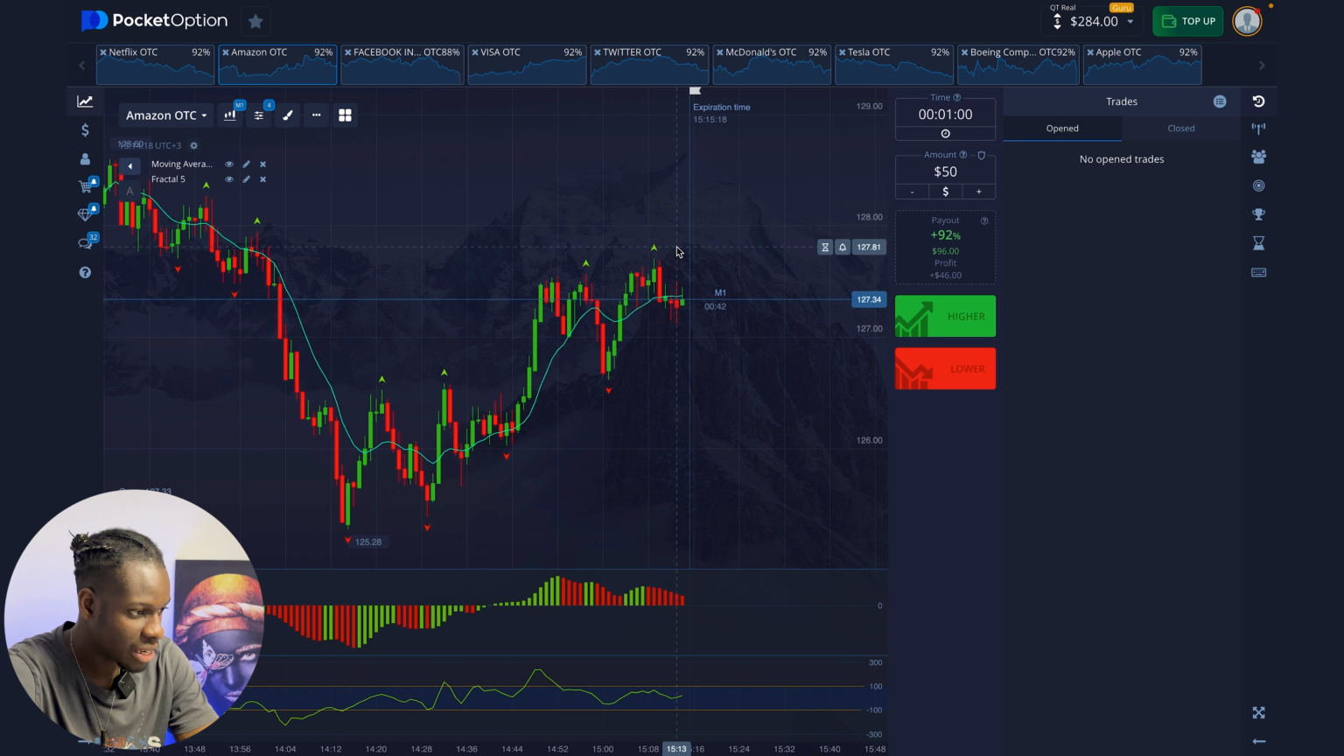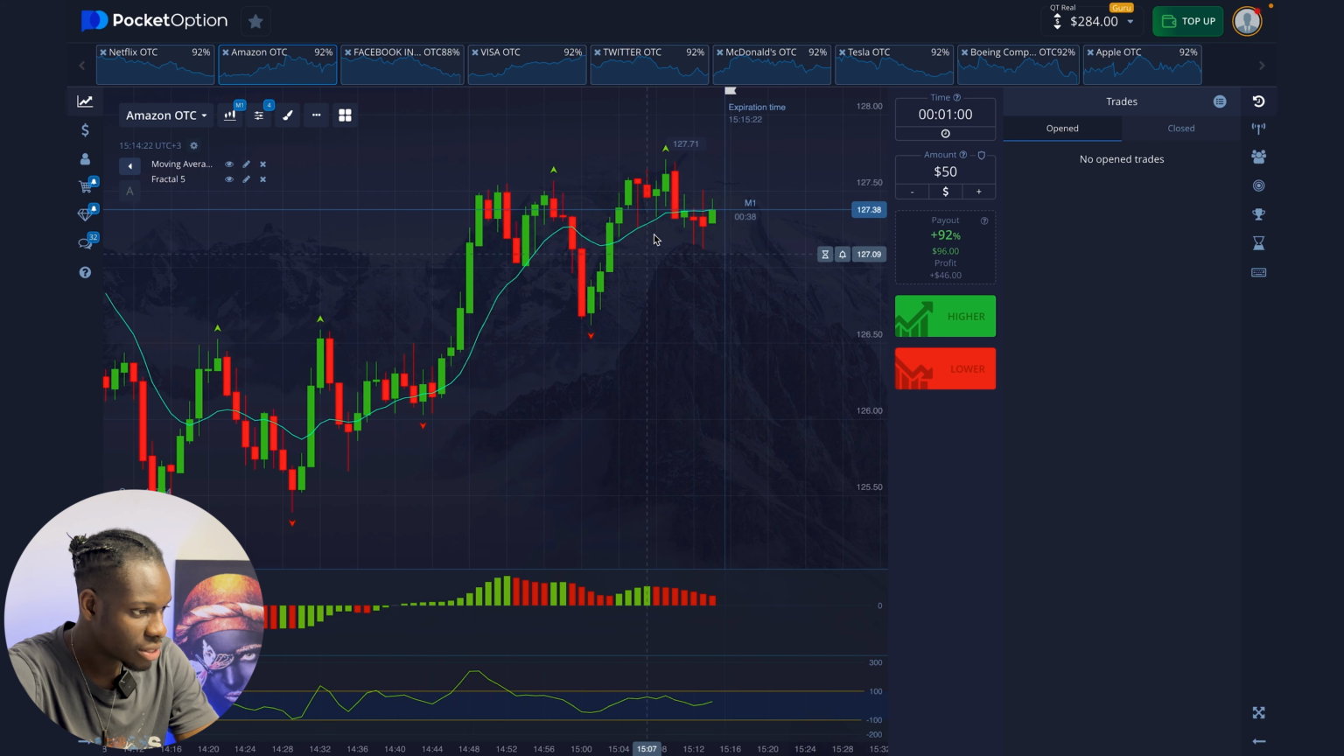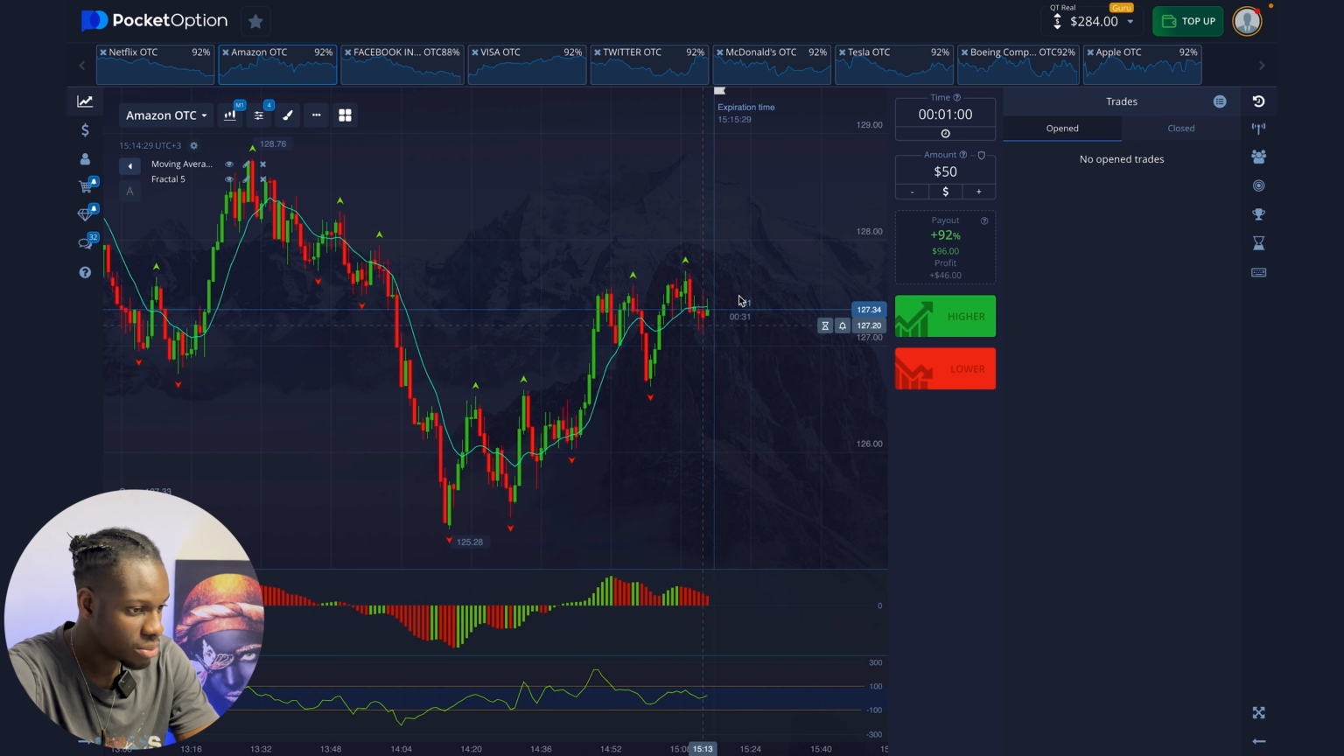Yeah, you can see the fractal. The fractal has updated the structure high, just like I mentioned before, and just confirmed the trade. We're in a profit, so it doesn't really matter. Anyways, let us move on to the next asset, and we'll take on our next trade.